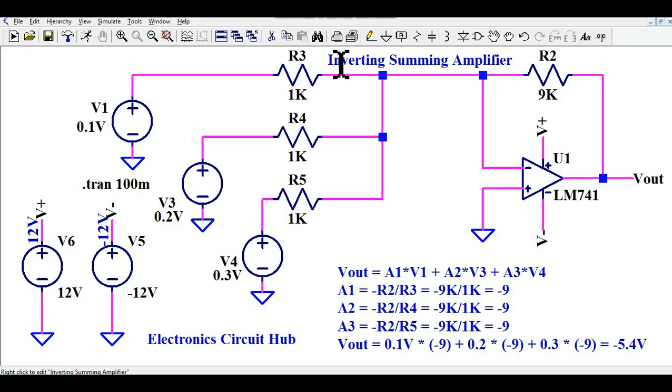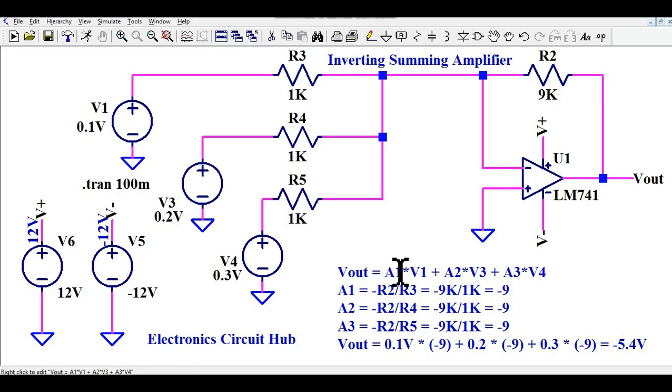Okay, so before I run the simulation and show you the result of this circuit, let me try to explain how this circuit works theoretically and how you can find the different values here. So let us say if you want to calculate the output voltage for this inverting summing amplifier, which is given by V out. You can see here V out.